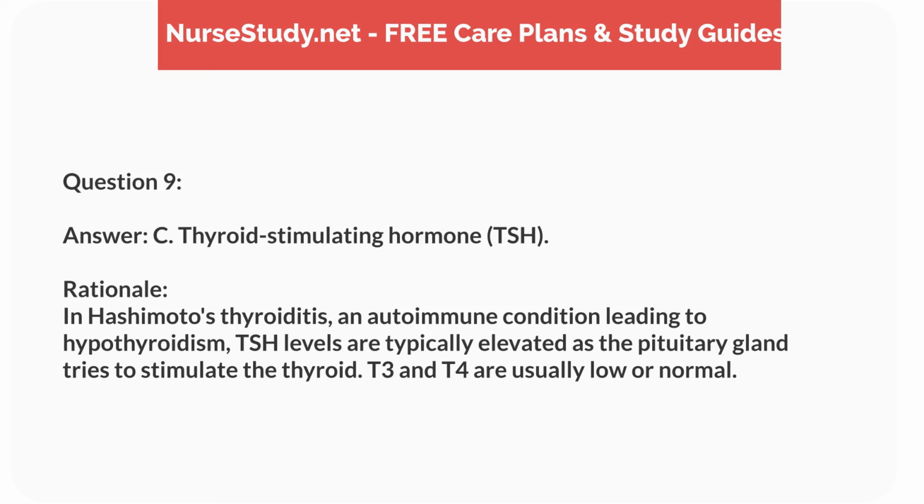Answer C. Thyroid stimulating hormone, TSH. Rationale. In Hashimoto's thyroiditis, an autoimmune condition leading to hypothyroidism, TSH levels are typically elevated as the pituitary gland tries to stimulate the thyroid. T3 and T4 are usually low or normal.